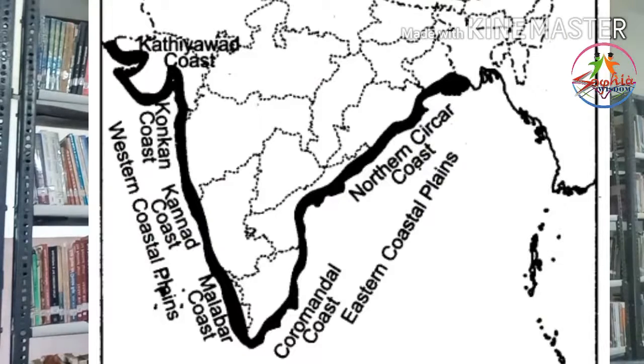The second is the Canara coast. This is the middle part. It includes the coastal plain of Karnataka. And the third is the Malabar coast. That is the southern part. It is in the state of Kerala. That is the Western coastal plain.